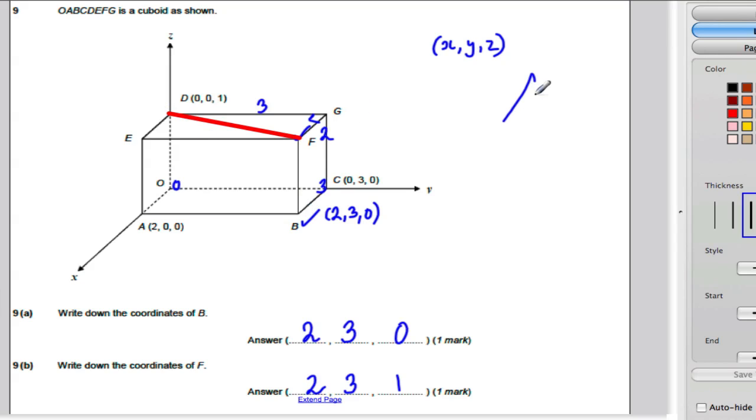So we've got ourselves a right angle triangle that looks something like this, and we want to work out that distance. So DF squared using Pythagoras is 2 squared plus 3 squared, and we get 13. So DF must be that square rooted, so the square root of 13, and we get the answer 3.6. So 3.6 centimeters.